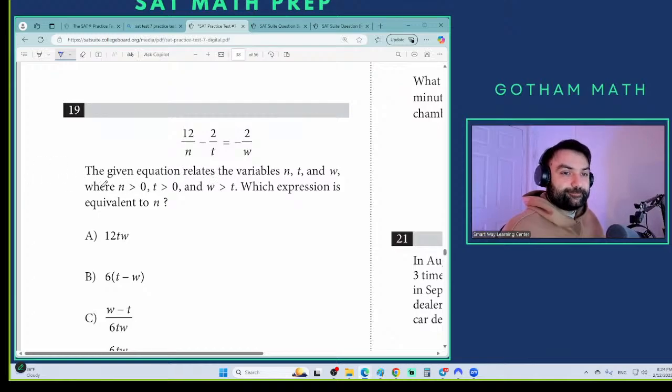Number 19. By the way, guys, I haven't seen this question. I never went further by myself, so literally seeing it for the first time. The given equation relates the variables n, t, and w, where n is greater than 0. Okay, so that means n is positive, t is positive, and w is greater than t, so also positive. Which expression is equivalent to n?